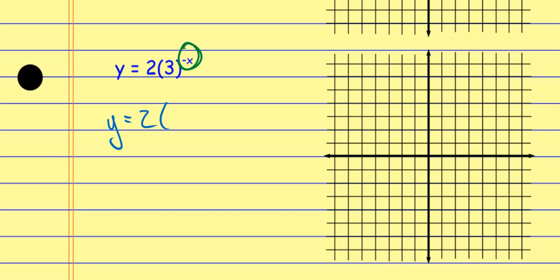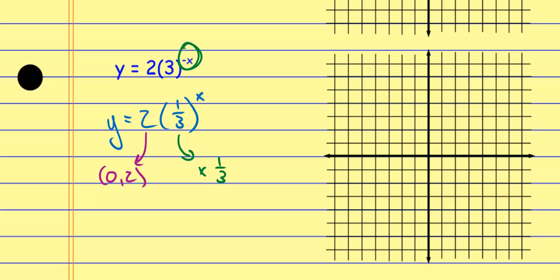If I do 3 to the negative first power, that's a 1/3. Remember, that's what negative exponents do. They flip the fraction, and now I can make this a positive exponent. Now I can see the a value is a 2 and the b value is a 1/3. So the a value being a 2, I'm going to use that as the y-intercept. The b value being a 1/3, that's what I multiply by. So times 1/3 each time.